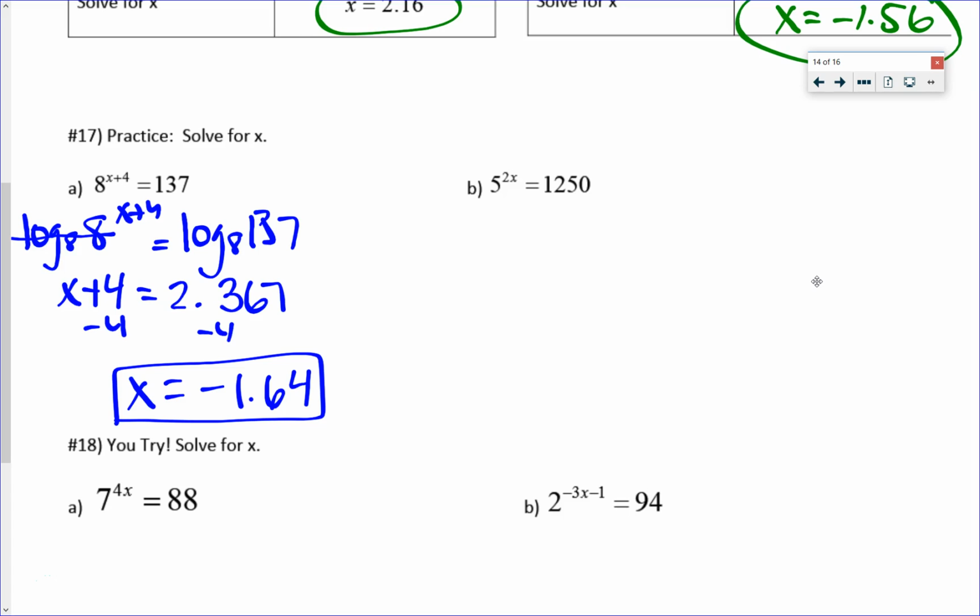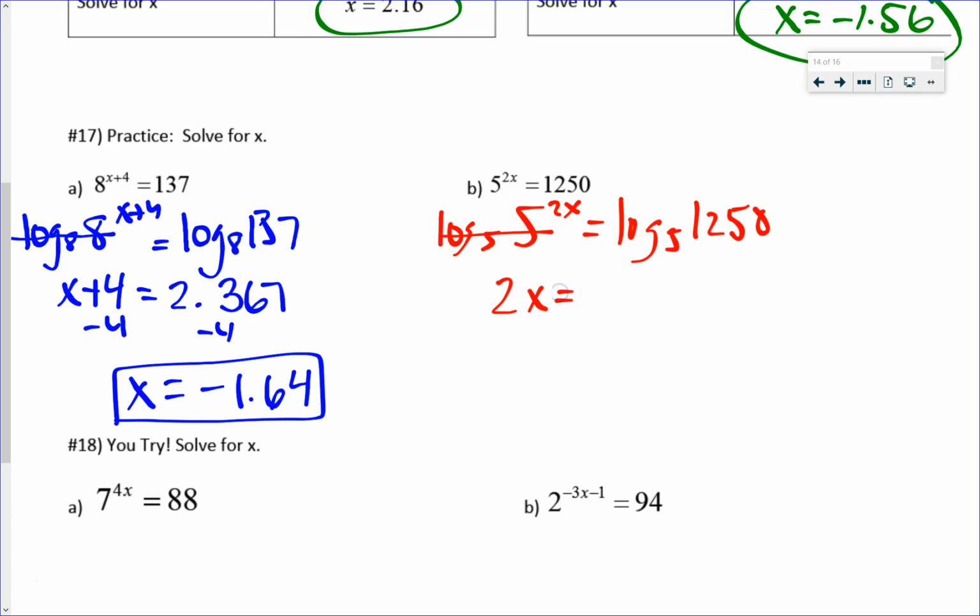All right, part B. Is anything being added or multiplied to the exponential? No. So what log are we going to bring in? Log at the base of 5. If we do it to one side, we have to do it to the other. So both sides get a log at the base of 5. Log 5 of 5 cancels. We're left with 2x. My other side, log 5 of 1250.